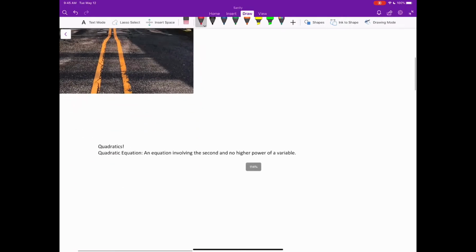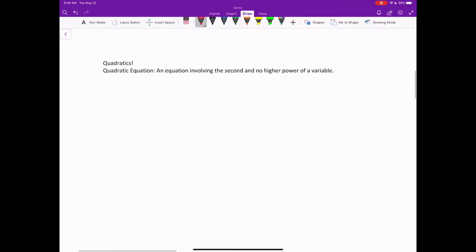So we're gonna look at quadratics real quick. Quadratic equation. You've heard this before. It's an equation involving the second and no higher power of a variable. So a variable, we'll just use x, and x has the second and no higher power. The first power, no. The second power, yes, that's a quadratic. What if I raise it to the third power? Nope, that's not a quadratic. The second and no higher.